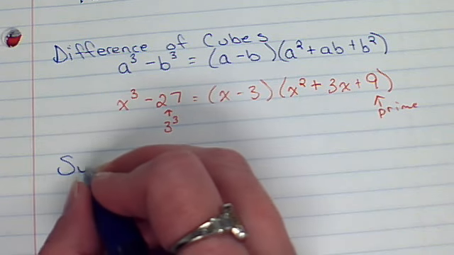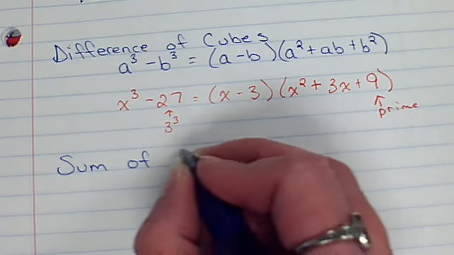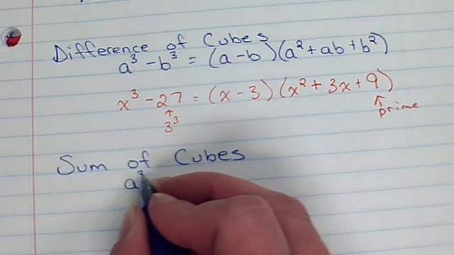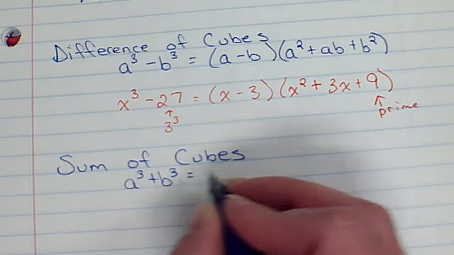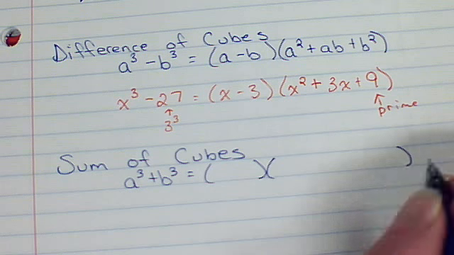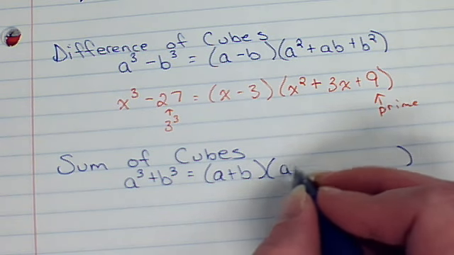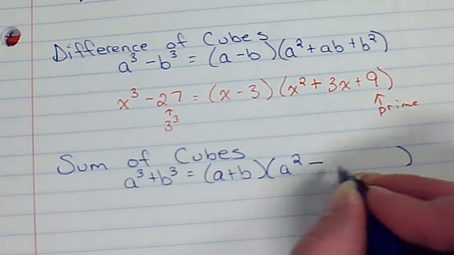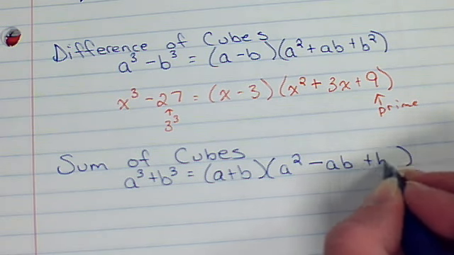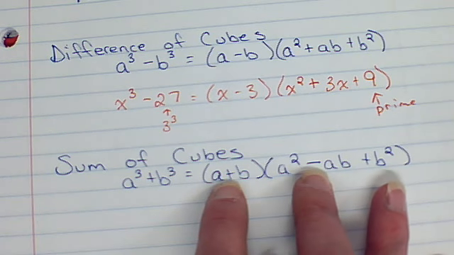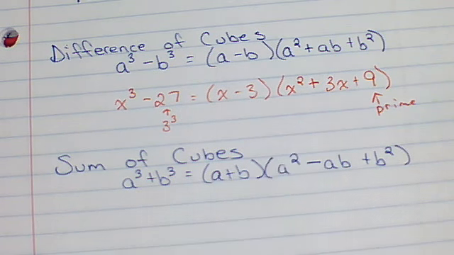Now, there's also the sum of cubes. It's when we have a cubed plus b cubed. And it has a special pattern also that it factors into. Factors into a plus b. Over here, it's going to be a squared minus ab plus b squared. The reason we have to have opposite signs here is so that the middle terms all cancel out.